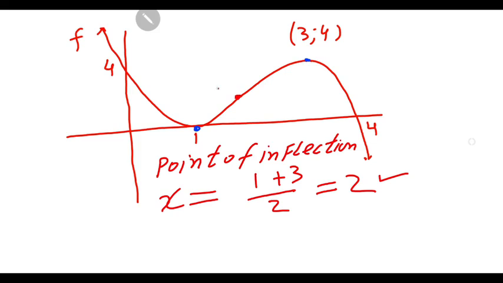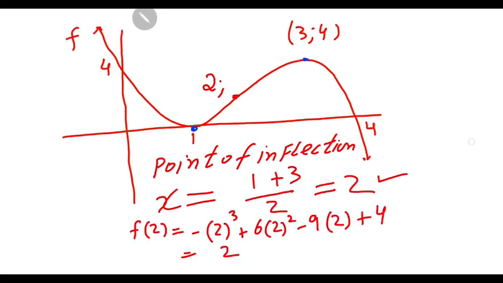Now the x value is 2 here, but we need to find the y value. I have to put it back into the original function to get the y value. So that's how you're going to write it in the exam calculation. So I put the point of inflection x equal to 2 into the original function to get the y value. So this is my y value. Therefore x is 2, and the y value is also 2 at this point of inflection.